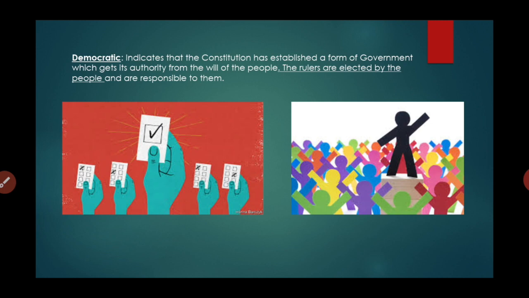Now democratic, very simple: the people will elect their representatives, they can choose their candidates themselves. This is what democratic is all about. I pasted this picture from Google: the people, by voting, elect a member, you can say an MLA or MP, who will represent that number of people. This is democratic.